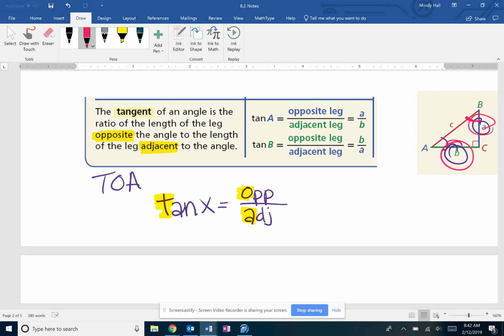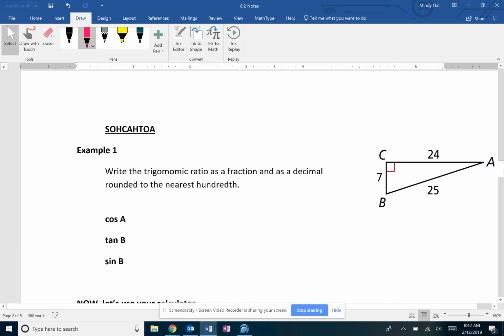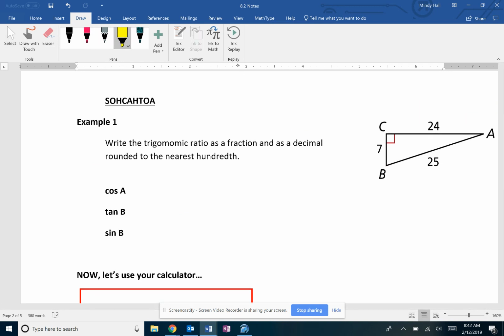Some people may find that it's easier to label the triangle before they do any of the trig ratios, but it's kind of up to you. So jumping right in, SOHCAHTOA, your new best friend. Do not forget it. Do not mess it up. If you get SOHCAHTOA down and you have all the letters, then you're going to be solid for this.